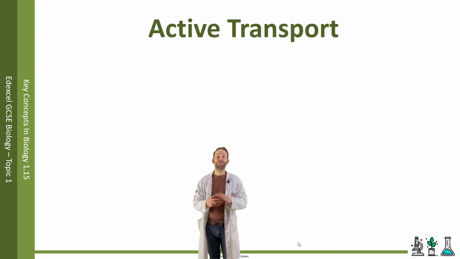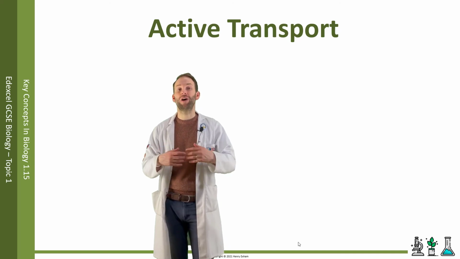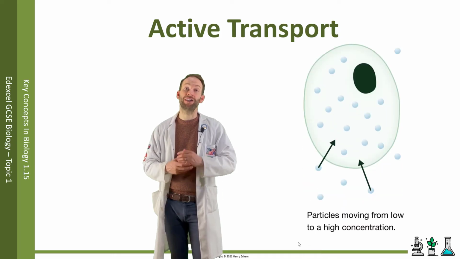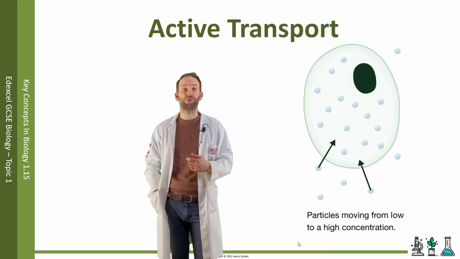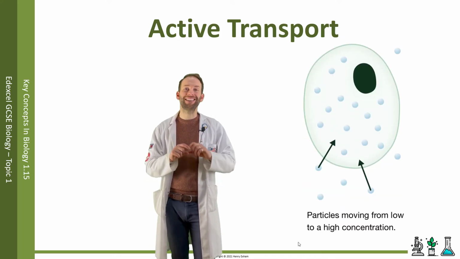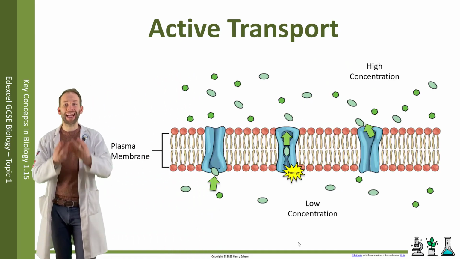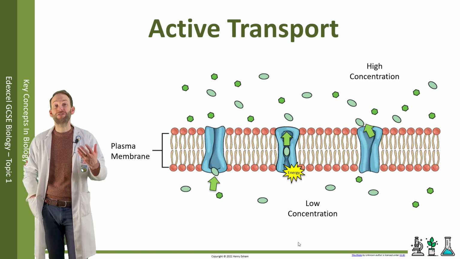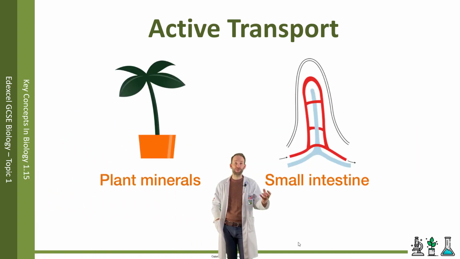Now sometimes a cell needs to take in a substance against a concentration gradient. Now this requires energy released from respiration to move it against a concentration gradient. We call this active transport. There are special proteins in the cell membrane that can carry these molecules against a concentration gradient using energy. Active transport occurs in the roots of plants to move minerals into them against a concentration gradient, and it also occurs in the small intestine of animals to absorb nutrients.